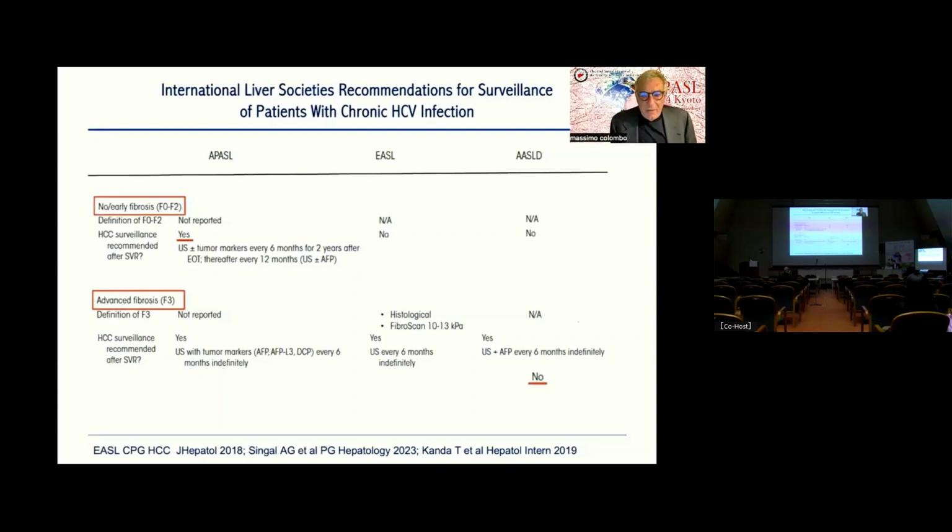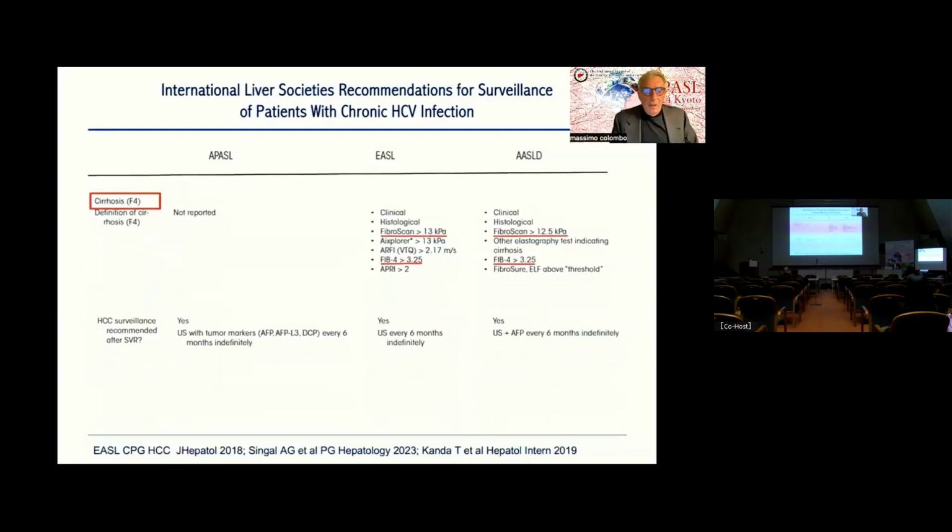At variance with EASL and APASL, AASLD recommends against screening all patients with acute hepatitis C. There are no very big nuances in the surveillance of patients with cirrhosis, which can be diagnosed either clinically or histologically, or, as has usually been done in the past 5 to 10 years, using surrogate markers of liver disease severity: FibroScan at a cutoff between 12.5 and 13 kilopascal, or FIB-4 at a cutoff greater than 3.25. Surveillance is recommended in these patients.